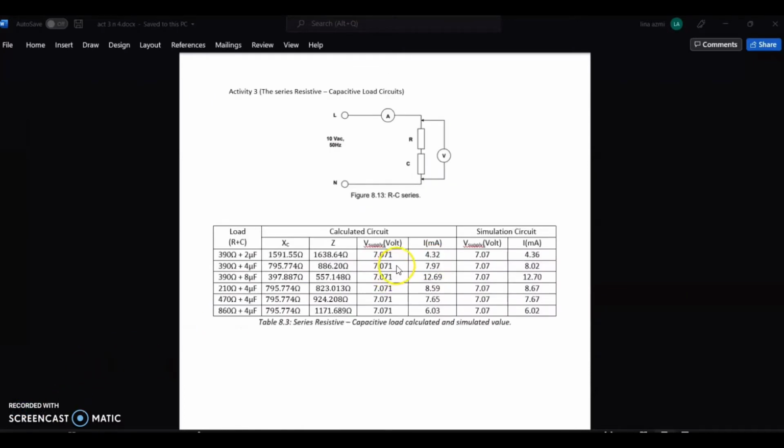So the table shows the values of the calculation and the simulation for activity 3. The value of current for the manual calculation and the simulation have quite the same value.